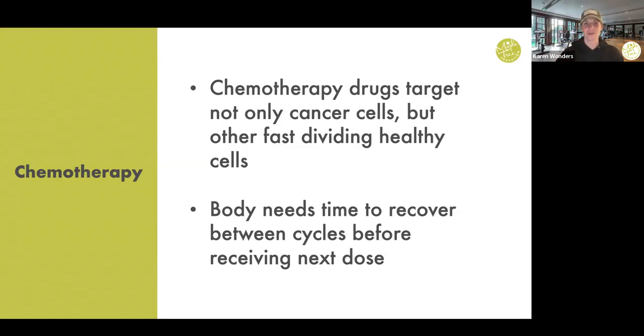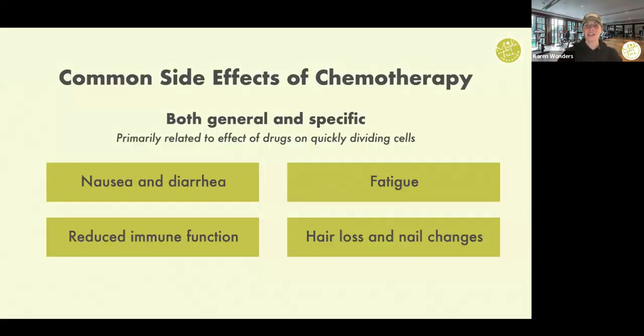So some common side effects of chemotherapy, you see nausea and diarrhea, significant levels of fatigue, reduced immune function. That's why every time someone goes in for a chemotherapy cycle, the doctor is going to look at their white blood cell count to determine if they're healthy enough to get chemotherapy or not. And then, of course, hair loss and nail changes, because hair and nails are cells that rapidly divide. So they're definitely going to be impacted by chemotherapy.